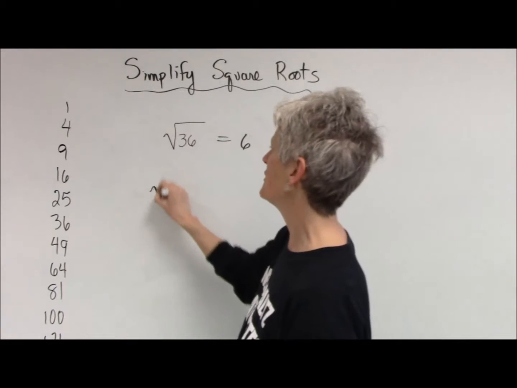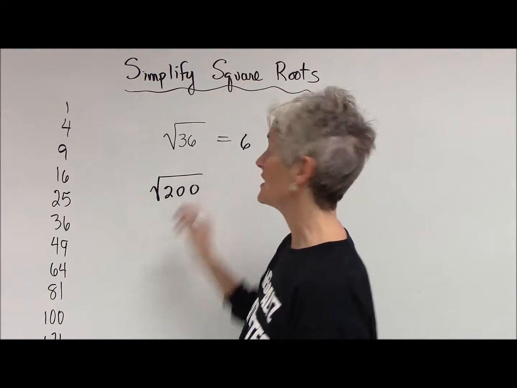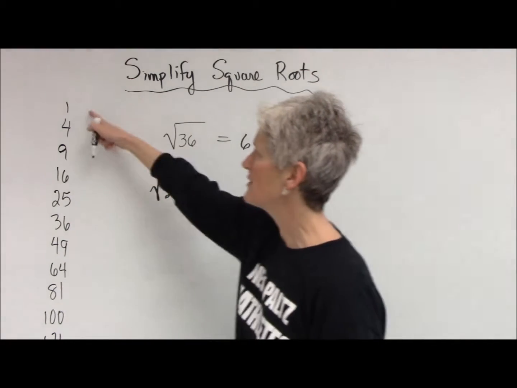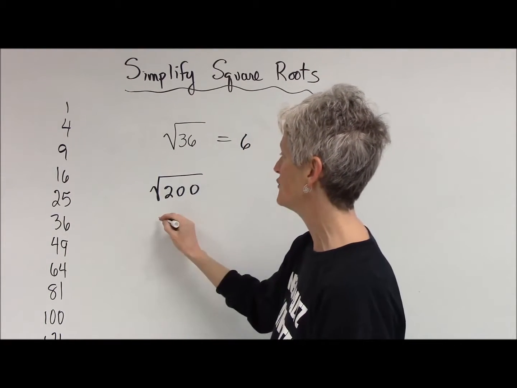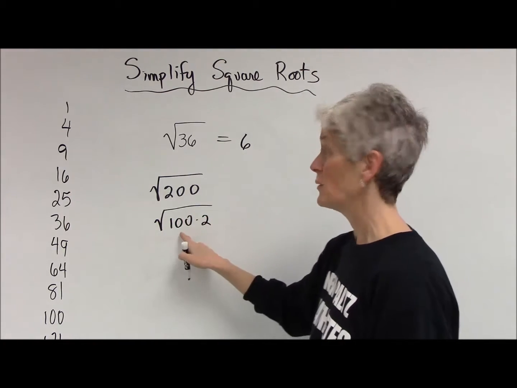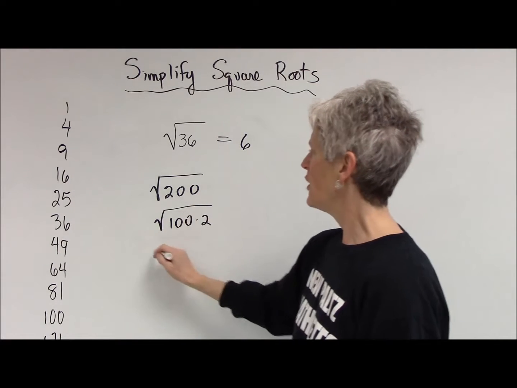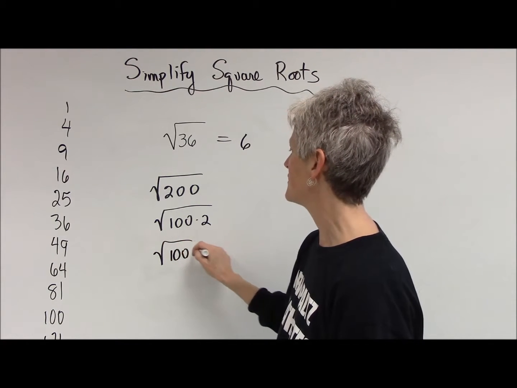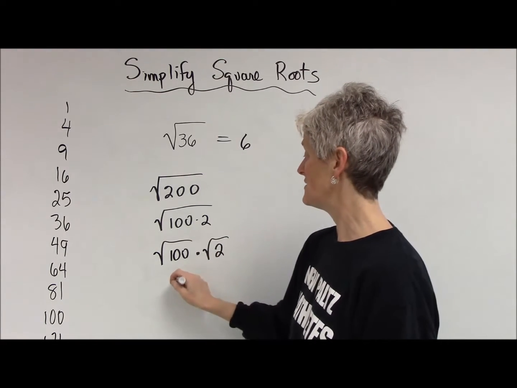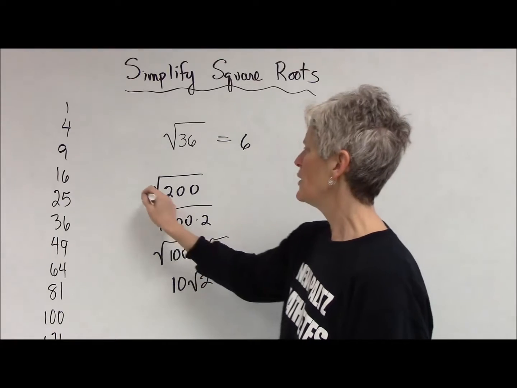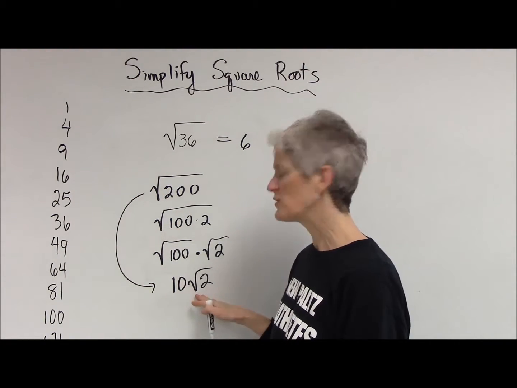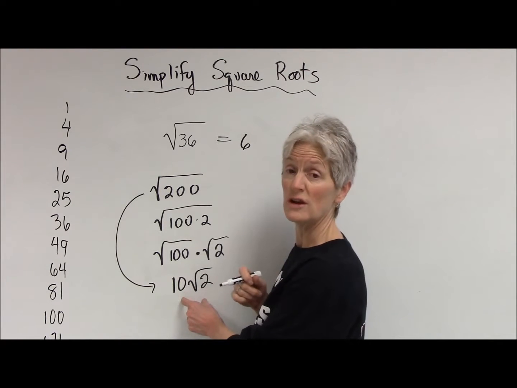Okay? We've also simplified more complicated things like the square root of 200. If you remember, we look for a factor of 200 that's on my perfect square list. I think 100 is a good choice there. You can rewrite 200 as 100 times 2. Knowing what we know about square roots, I can separate those. Square root of 100 is 10 times the square root of 2. So square root of 200 is exactly the same as 10 times the square root of 2. This is a simplified version.